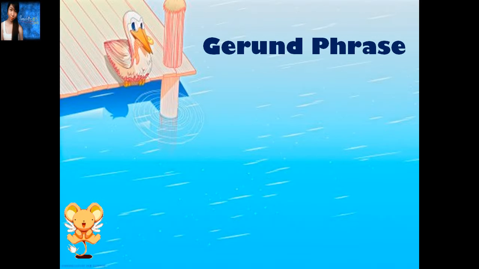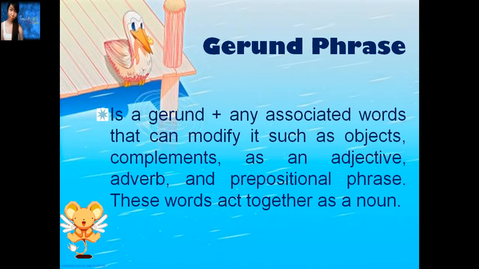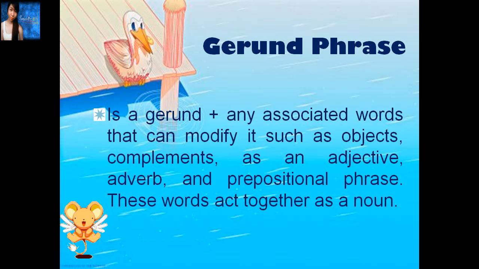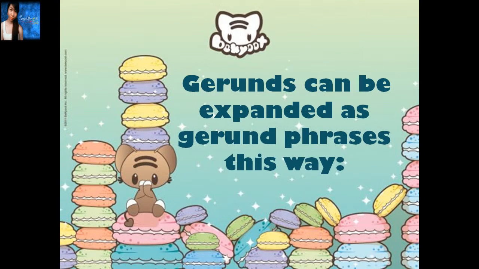Now, let's go to gerund phrase. A gerund phrase is a gerund plus any associated word that can modify it, such as object, complement, adjective, adverb, and prepositional phrase. These words act together as a noun. Gerunds can be expanded as gerund phrases this way.